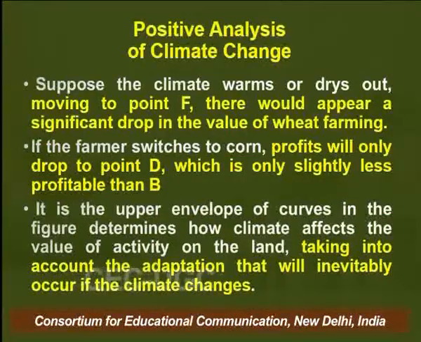We start from point B with the wheat and profits are very, very high. And thus, suppose the climate warms or dries out and then we move towards point F, there would appear to be a significant drop in the value of wheat farming. So what we have done is that the farmer switches to corn. Profits will only drop to point D. Instead of dropping more, they'll drop to point D, which is only slightly less profitable than B. It is the upper envelope.